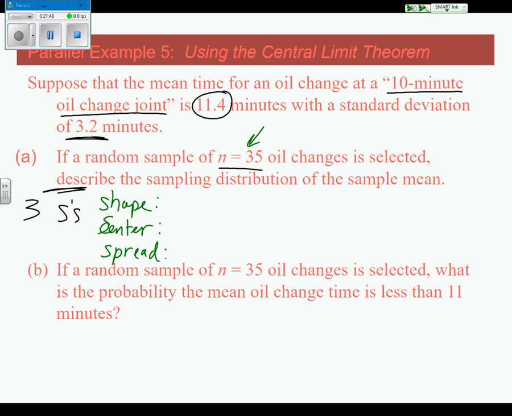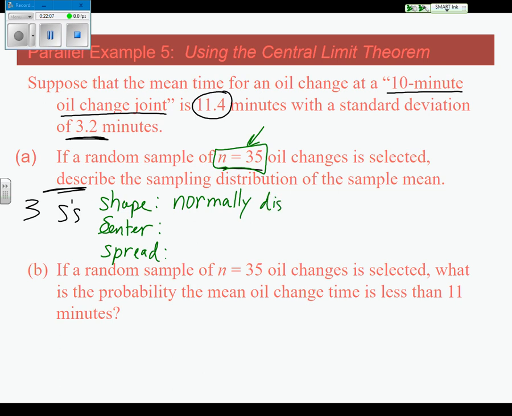Shape, center, and spread. Okay. Now the shape. All I'm going to do is look. Let's see, I'm above 10 right here. If I'm above 10, it doesn't matter if I start off being normal or non-normal or uniform or left skewed or right skewed, my shape is going to be normally distributed.